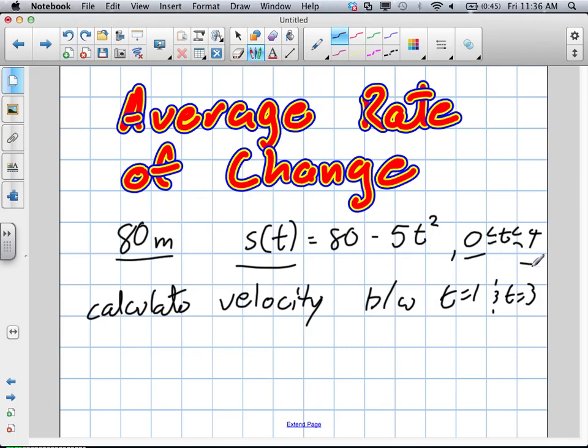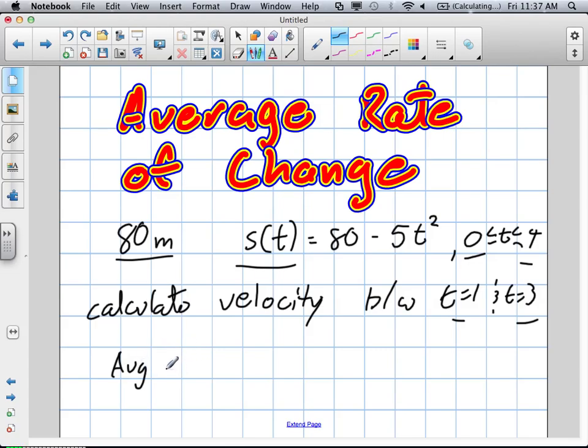It exists from 0 to 4. So, obviously, he drops it at 0 seconds. At 4 seconds, it probably hits the ground, the lake, whatever it's hitting. They want us to calculate the velocity of this pebble between 1 second and 3 seconds. Okay. Now, what that means is they want us to find the average rate of change.